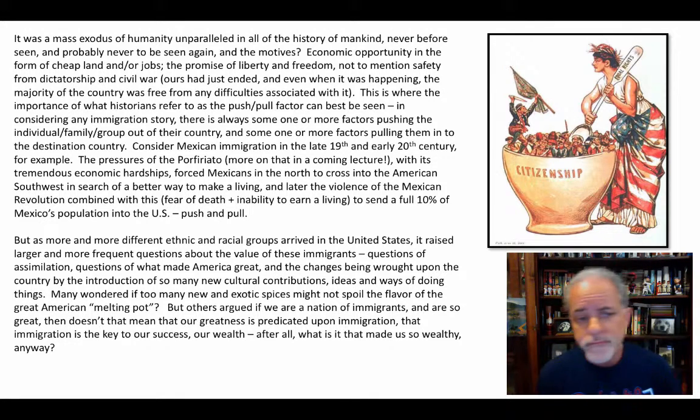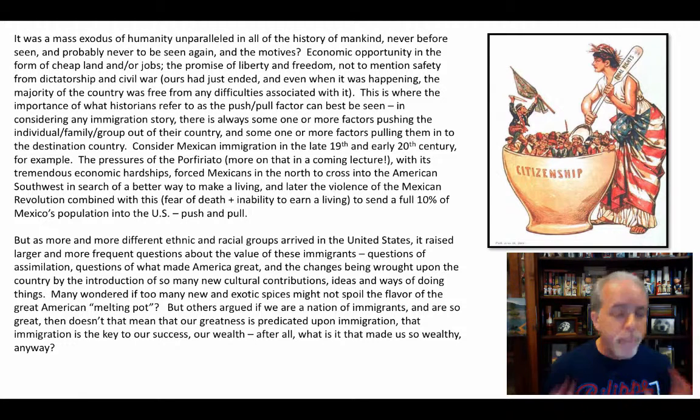This is where the importance of what historians refer to as the push-pull factor can best be seen. In considering any immigration story, there is always some one or more factors pushing the individual or family or group out of their country, and some one or more factors pulling them into the destination country. Consider Mexican immigration in the late 19th and early 20th century, for example. The pressures of the Porfiriato, more on that in a coming lecture, with its tremendous economic hardships, forced Mexicans in the north to cross into the American Southwest in search of a better way to make a living, and later, the violence of the Mexican Revolution combined with this, fear of death plus an inability to earn a living, to send a full 10% of Mexico's population into the U.S.